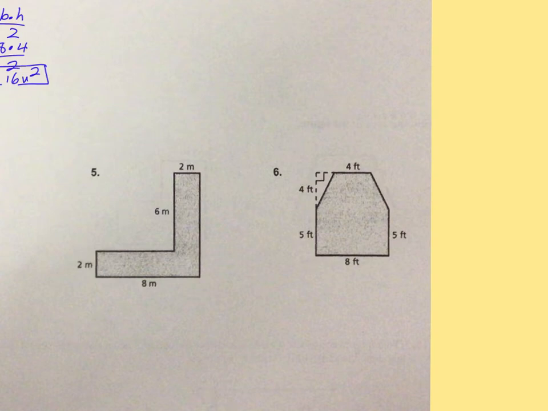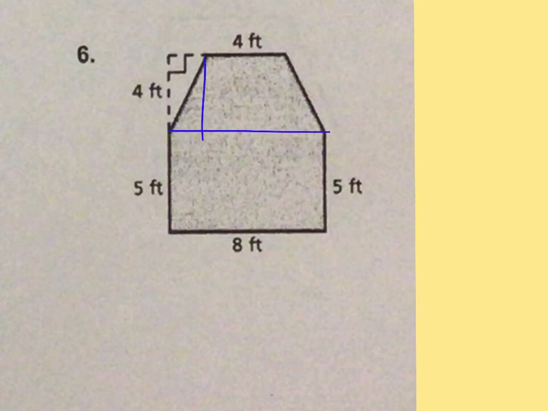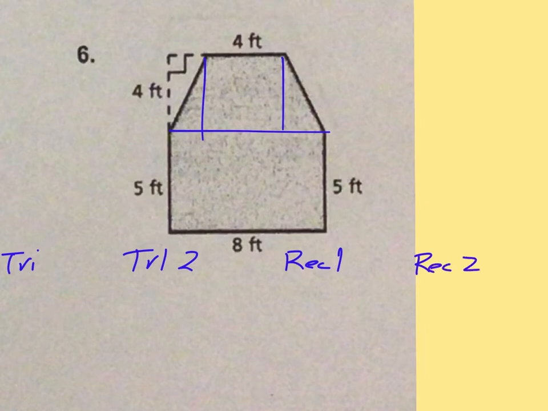Let me see here. Yeah, let's do number 6. I think a lot of you would look at number 6 and not know what to do. So I'm going to split this one right there. Now I have a rectangle and a trapezoid. Now I have 2 triangles and 2 rectangles that I'm going to find the area for. So this is triangle 1, triangle 2, rectangle 1, and rectangle, well, I better give that more room. It's going off my paper now, but that's okay. Rectangle 2.